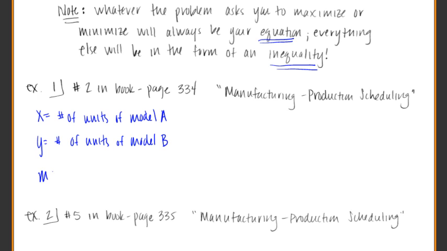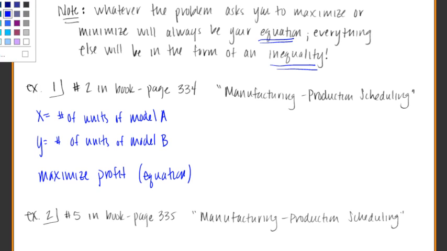And our whole goal here is we want to maximize profit. This right here is going to be our equation. Everything else they give us, all that other information, is going to form an inequality. Okay, so let's read this through. We have 2 fax machines, A and B. Each model A costs $100 to make, and each model B costs $150. So we have a cost for A and a cost for B. And then it says the profits are $30 and $40 for each A and B.